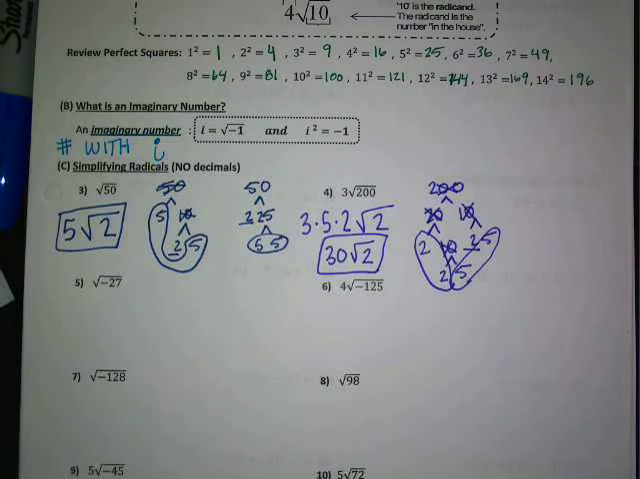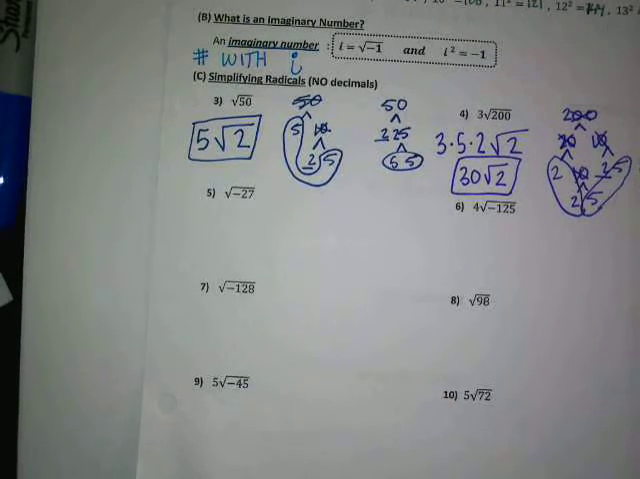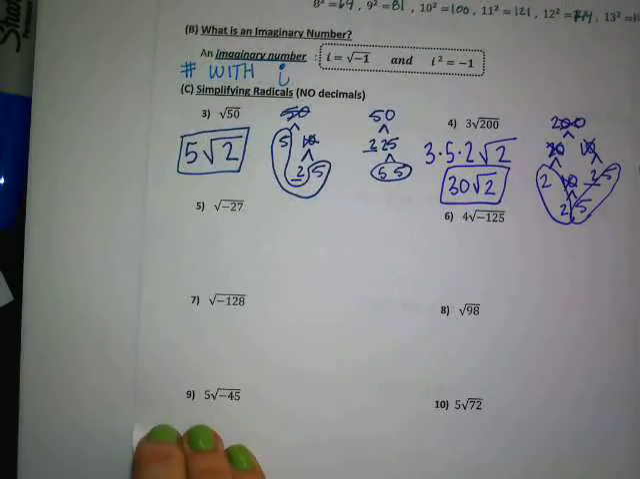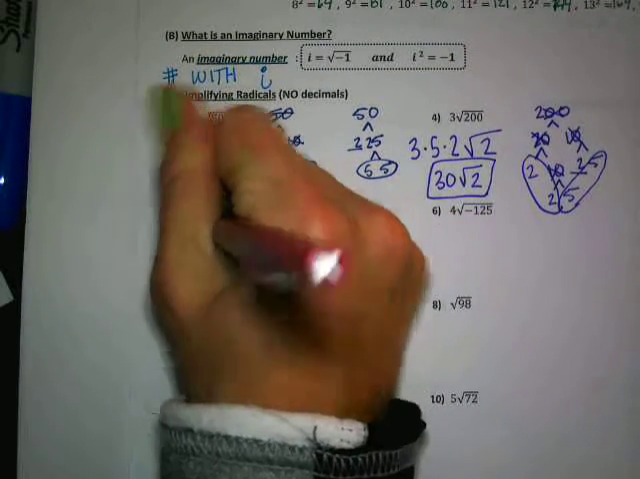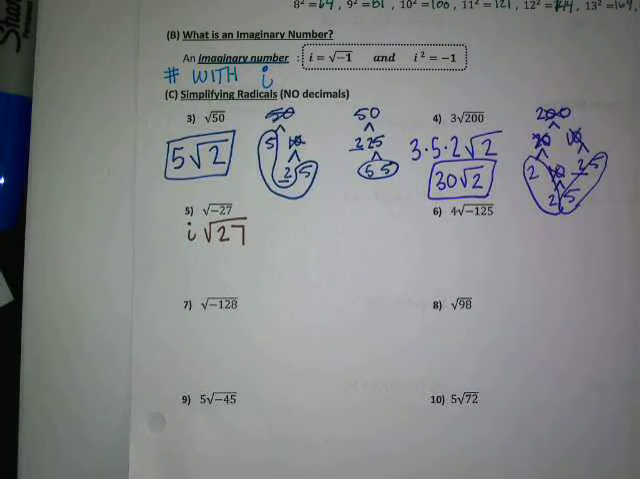All right, number 5. What do you notice about number 5? It's negative, so it's imaginary. So I'm going to take the negative out and put an i. The negative, I take it out, I put an i.